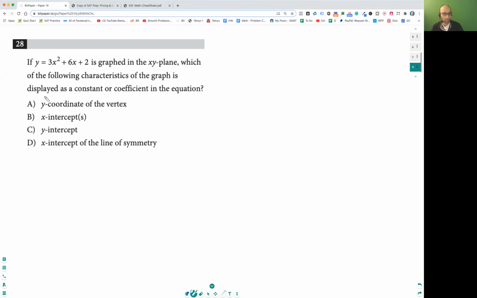Let's try this one again. I've already given you the constant. They're asking you about the constant, which means this one. And remember, the constant is very related to the intercept.